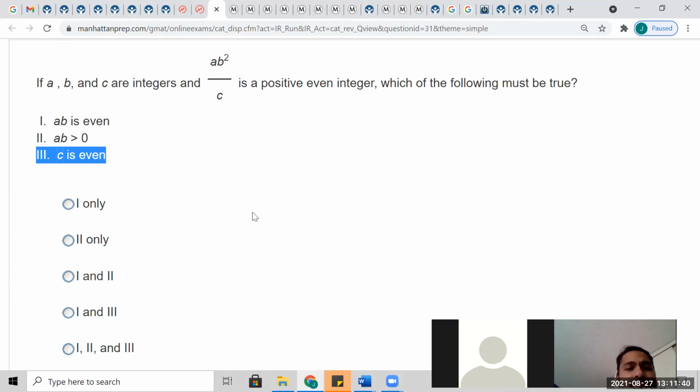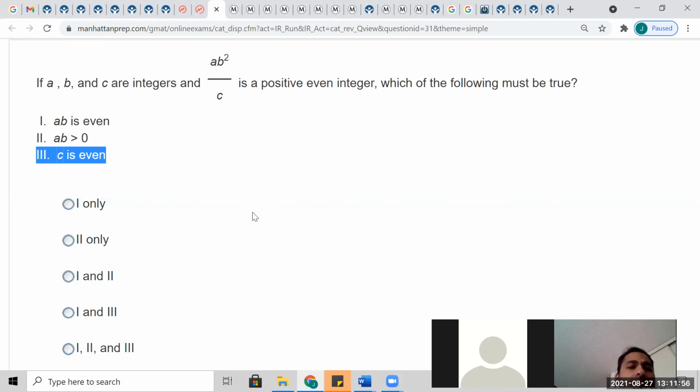Oh, yeah, sorry. A and B, I mean positive. Forgive me. No, C does not have to be even. I was thinking something and talking about something else.